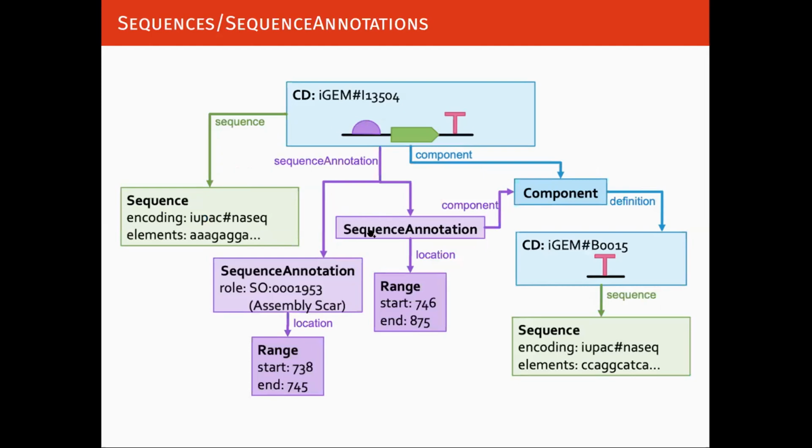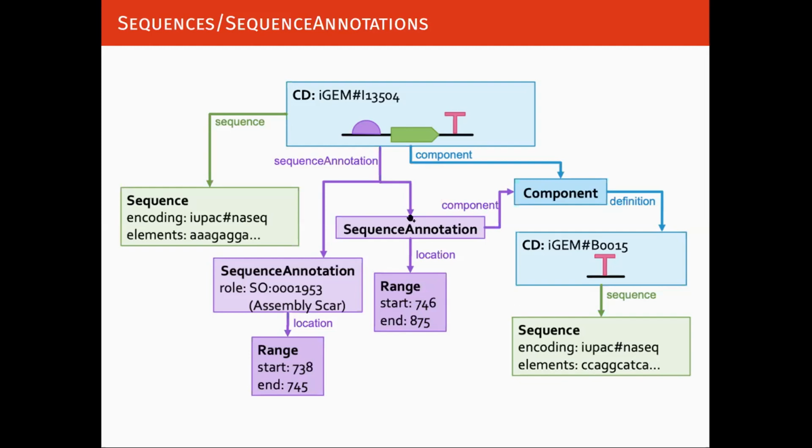So a sequence annotation allows you to say, now I've got a DNA sequence for my part over here. I'm using the IUPAC sequence code. And the sequence annotation says that this terminator is actually located at position 746 to 875. So this location class called this is a range, which indicates the range where you can find the terminator. And the terminator itself has its own sequence class indicating what's the sequence of the terminator.